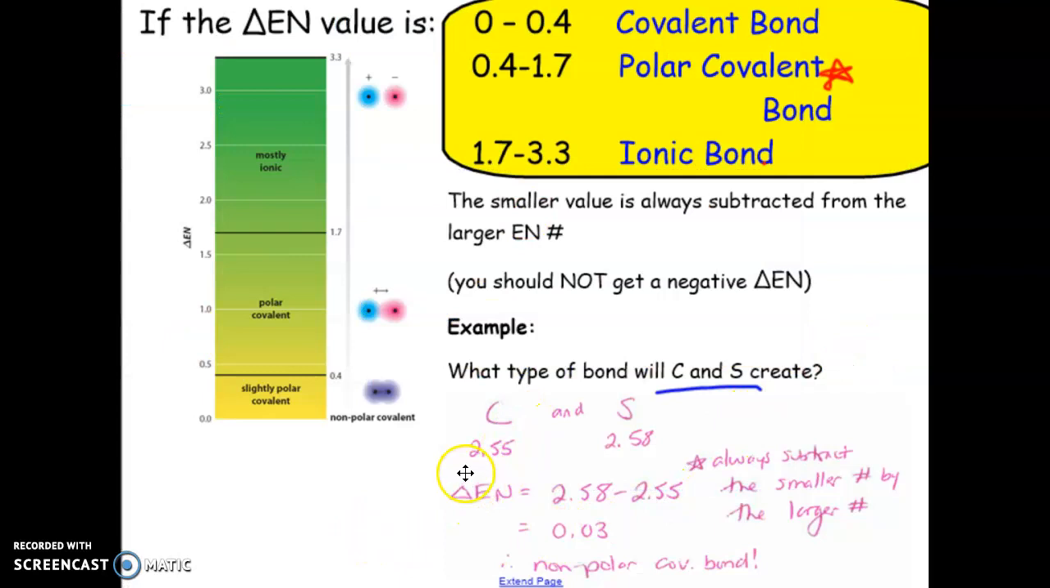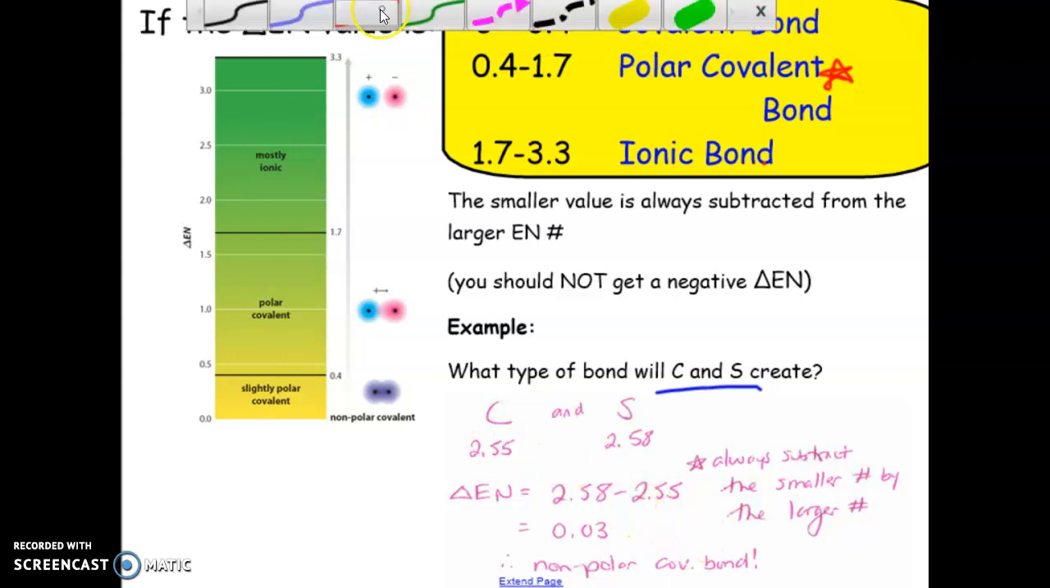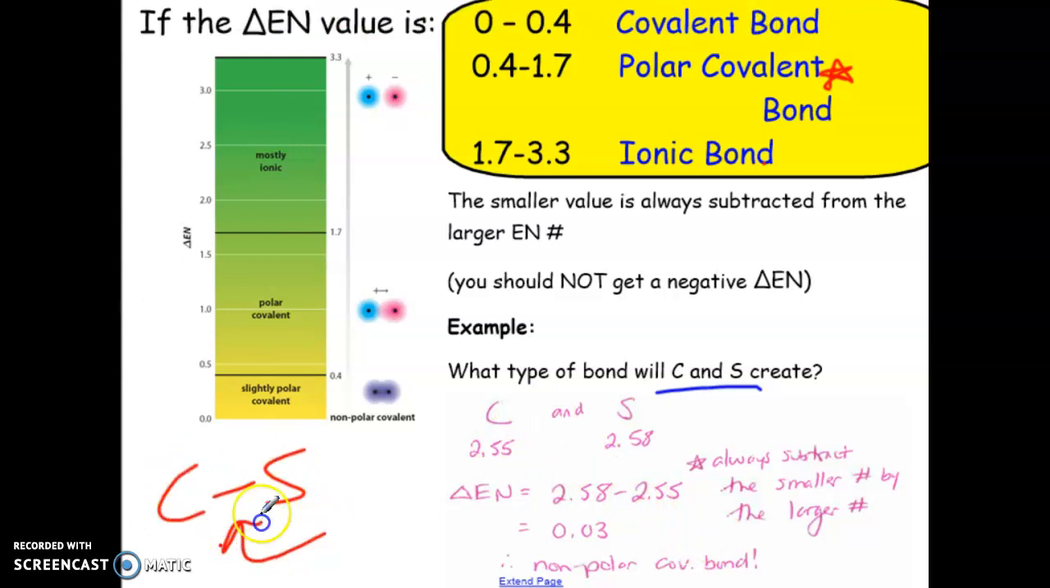So here, we're going to write them down. Carbon's 2.55, sulfur's 2.58. So we have to subtract them. So we do 2.58 minus 2.55. So the difference in electronegativity between carbon and sulfur is 0.03. What that means is it falls under this first range, which means that you have a non-polar covalent bond. So when carbon and sulfur bond together, the electrons being shared between them are being shared equally. Okay, you don't have one atom that is attracting them more than the other.